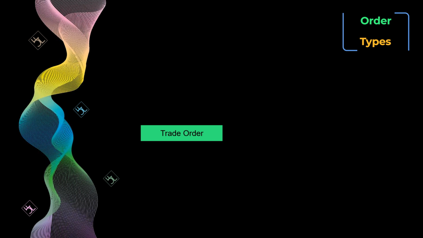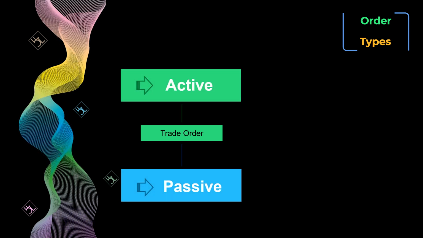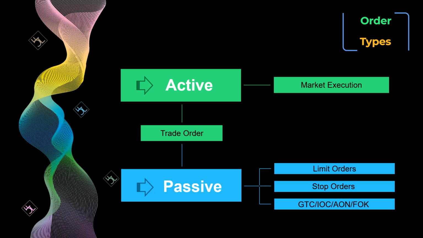A trade order can be an active or a passive order, as there are active and passive buyers and sellers. The active ones are the market execution orders, which means that the buyer wants to buy right now at the best available price. In respective opposition, it would mean that a seller would want to sell right now at the highest or the best price that a buyer is willing to pay. A passive order in the Forex market most commonly is either a limit or a stop order. Further to that, there are GTC, IOC, AON, and FOK orders, which we will explore in a bit.